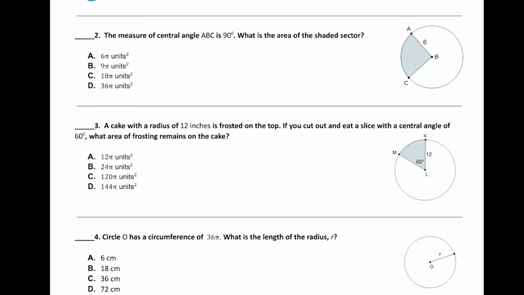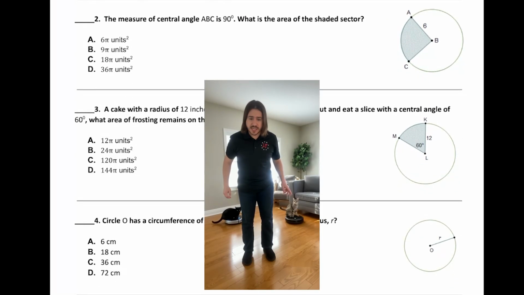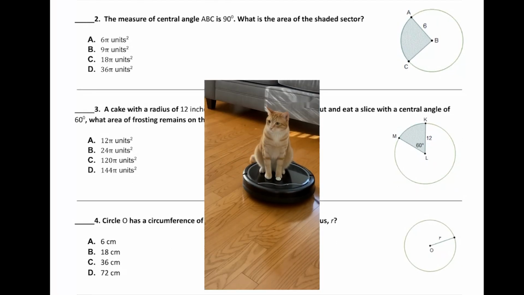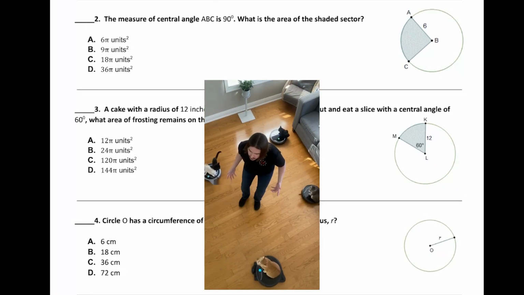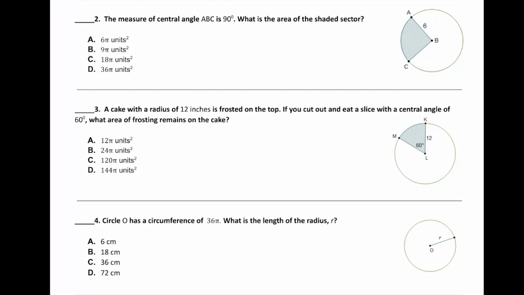Number two says, what is the area of the shaded sector when the central angle measures 90 degrees? So here we're looking for the area of a portion of the circle. Since the area of a circle is pi r squared, we want a certain fraction of that, or a certain percentage, however you want to think about that.